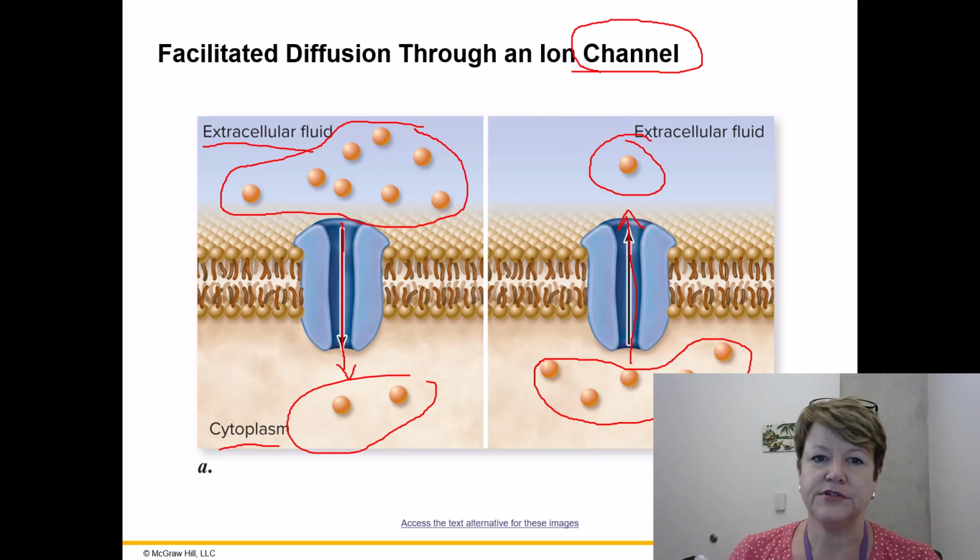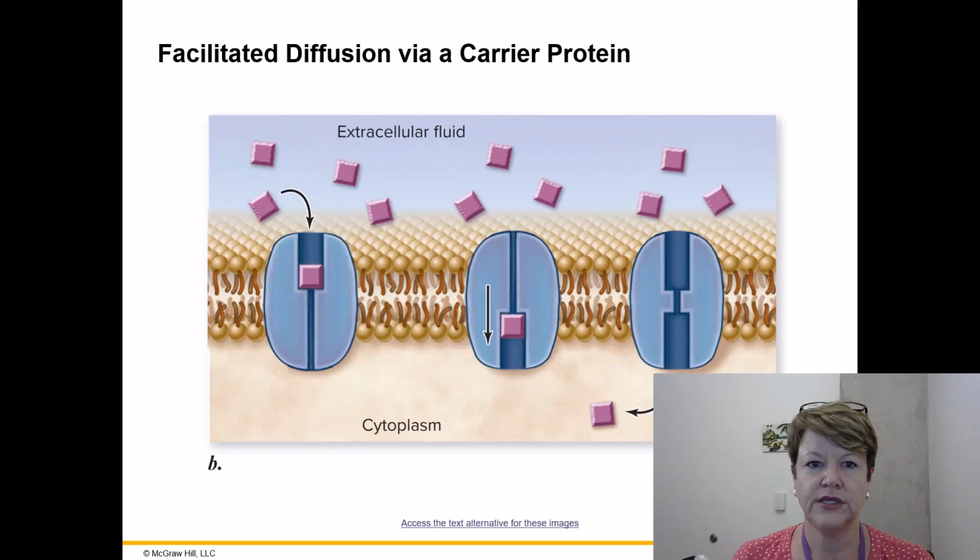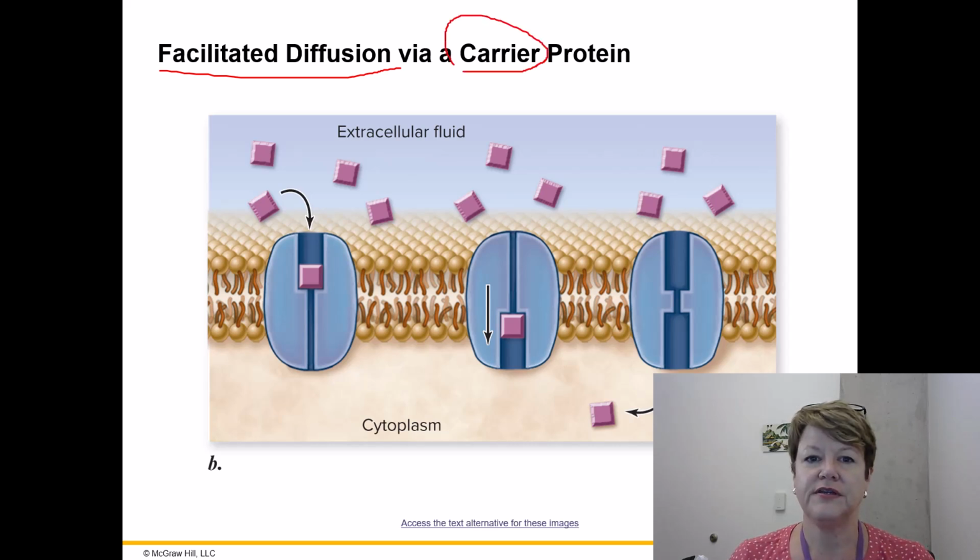And then in this example, they're showing the diffusion. So that's what the arrow is showing. So this would be a facilitated diffusion through a channel protein. In this picture, this is a facilitated diffusion through a carrier protein. Again, this is a transmembrane protein.